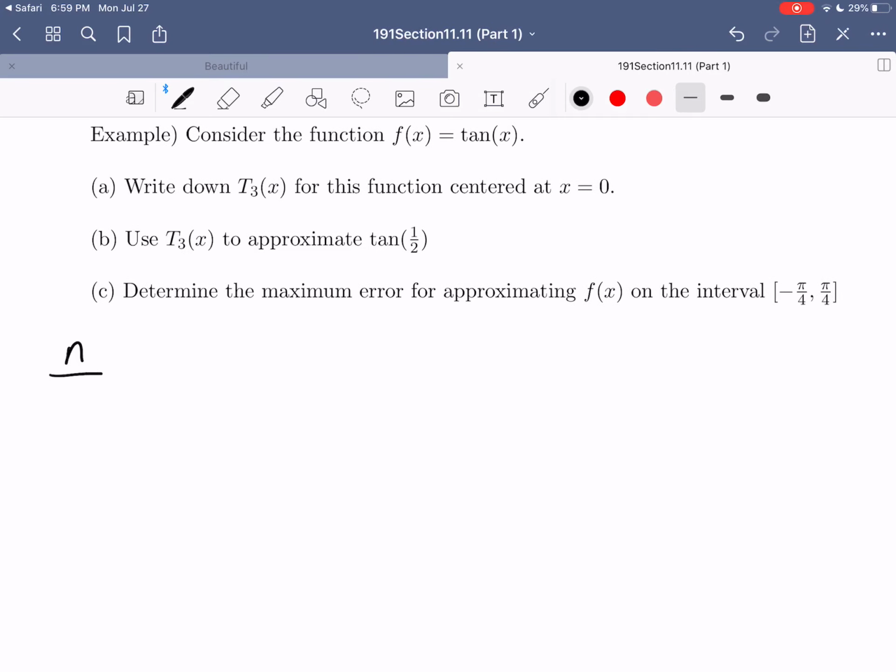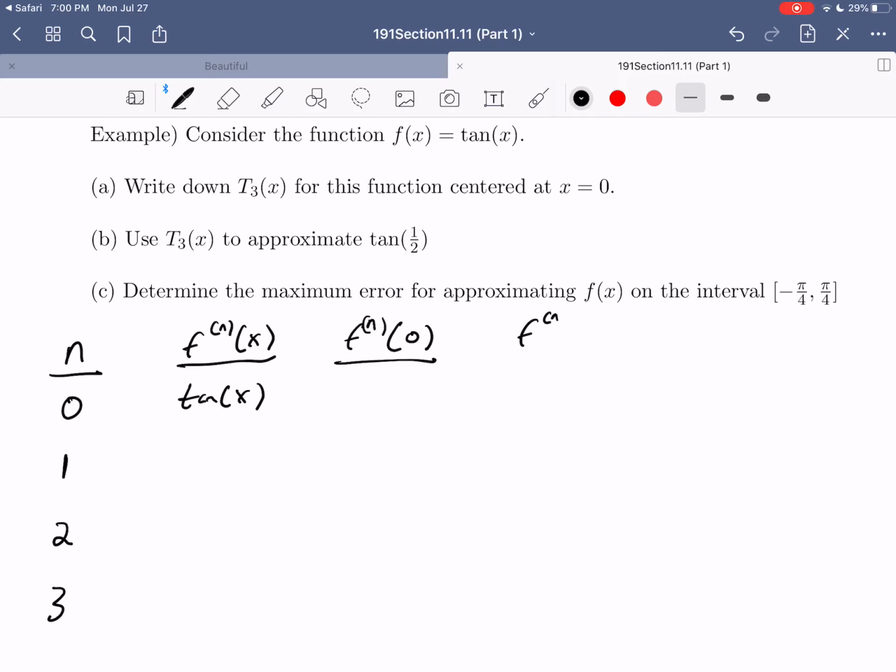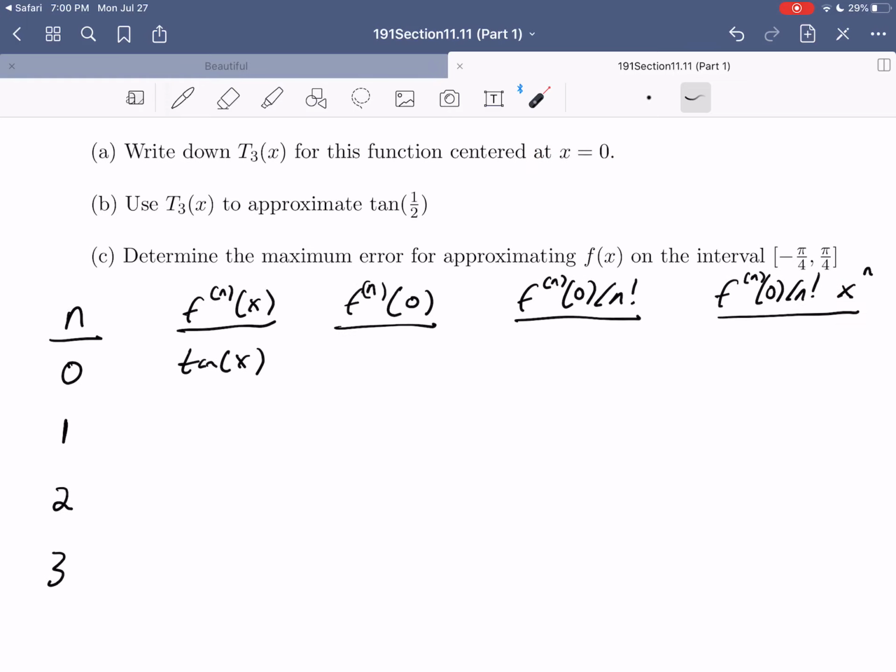So we'll make our little table, 0, 1, 2, and 3. We'll need to look at our derivatives. And of course, our first function, or our function itself, is tangent. Then we'll need to look at those derivatives evaluated at 0, then the derivatives evaluated at 0 divided by n factorial, and then times x to the n, because again, we're doing x equals 0, so the x minus c is just going to be x to the n.